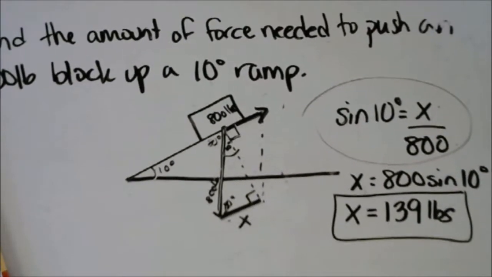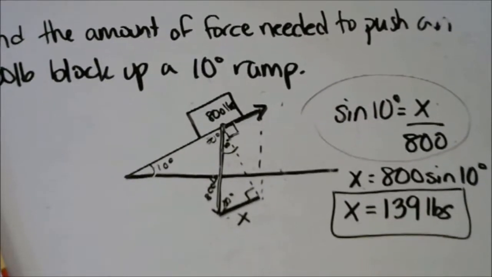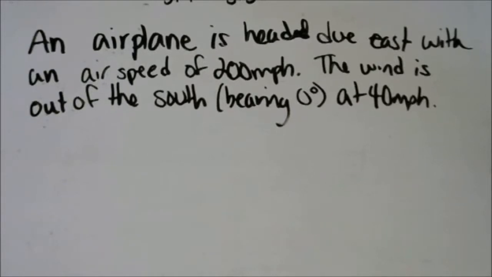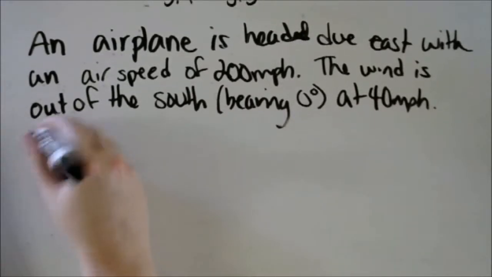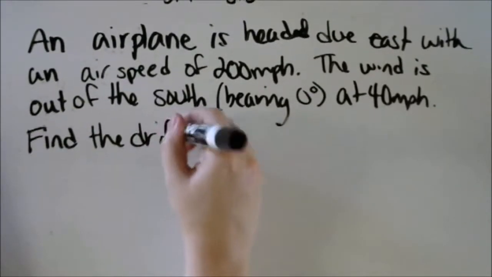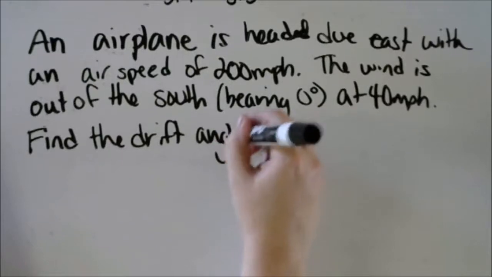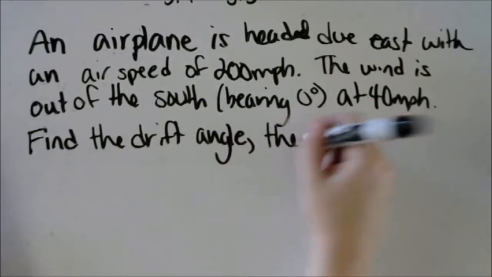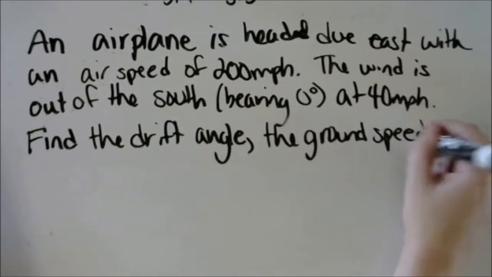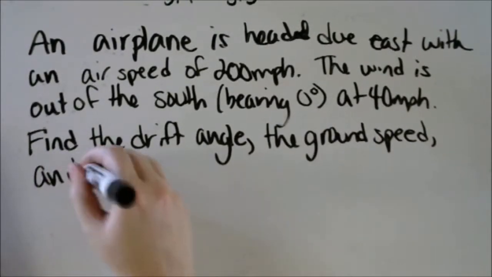So let's try a slightly different application using navigation. From a navigation question, you can find a few things, and we're going to find them all. So we're going to find the drift angle, the ground speed, and the course of the airplane.